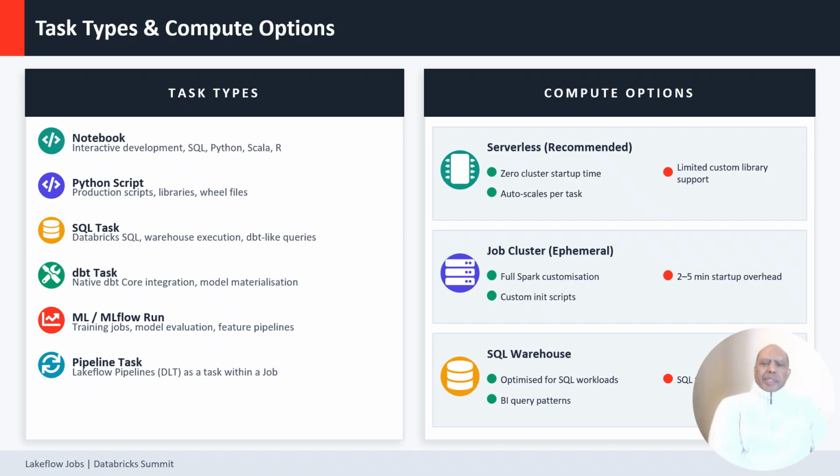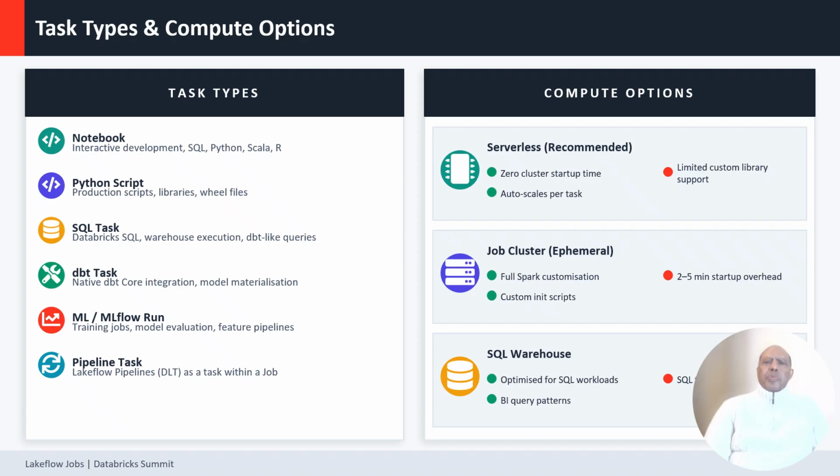On the right are the compute options. This is one of the most consequential choices you will make. Let me be direct here. For the majority of workloads, serverless is now the right default. No cluster startups, automatic scaling, pay per execution, per-second billing. If your workload runs on the standard Databricks runtime, use serverless.